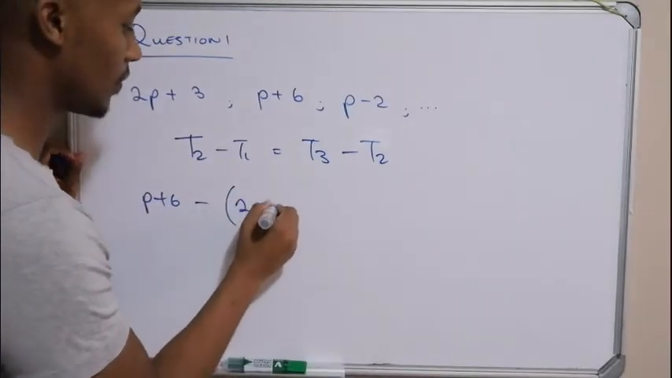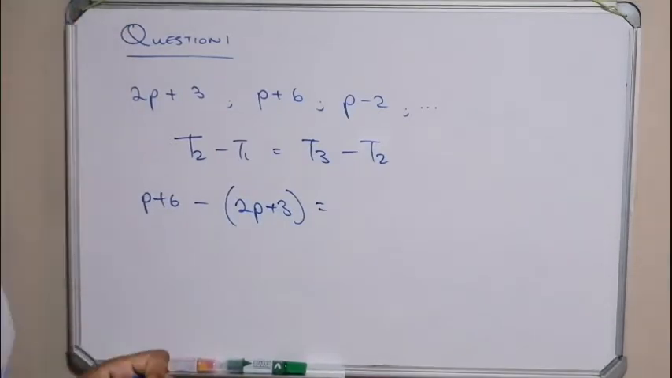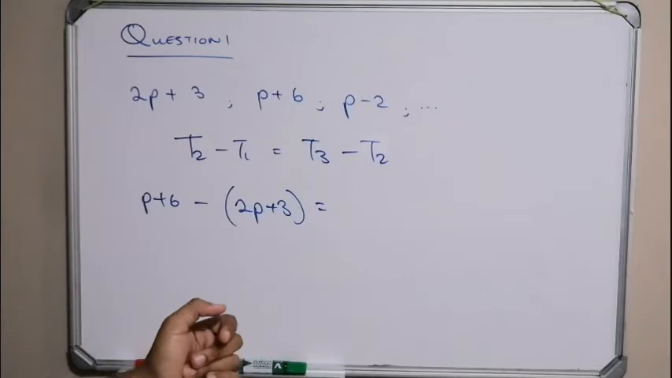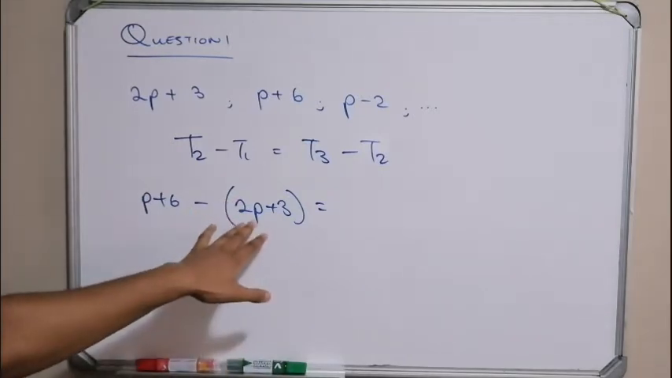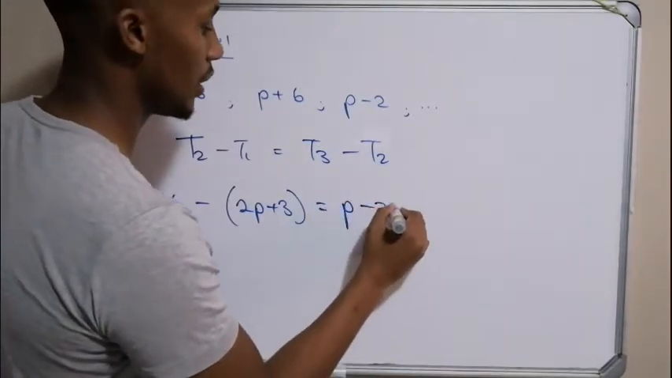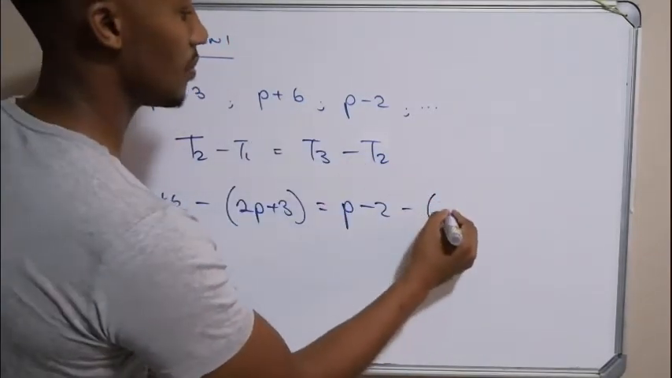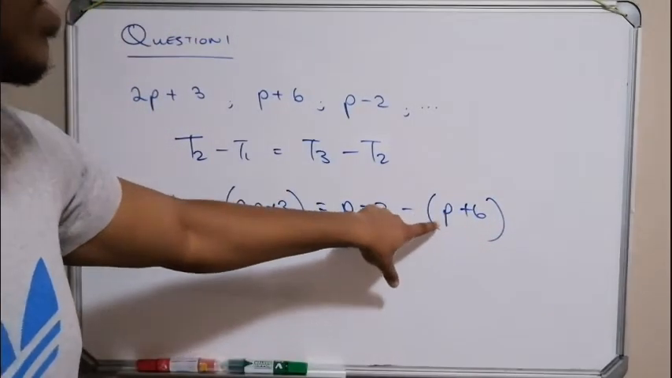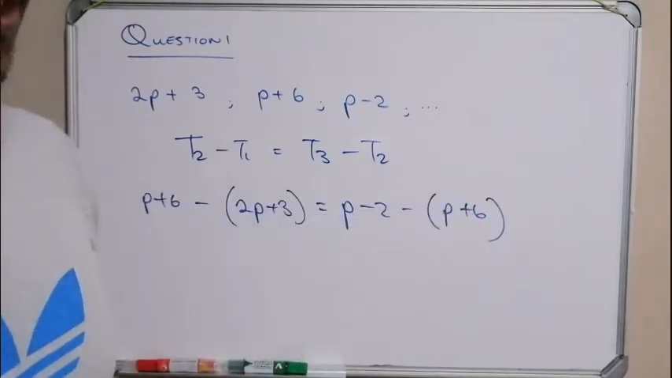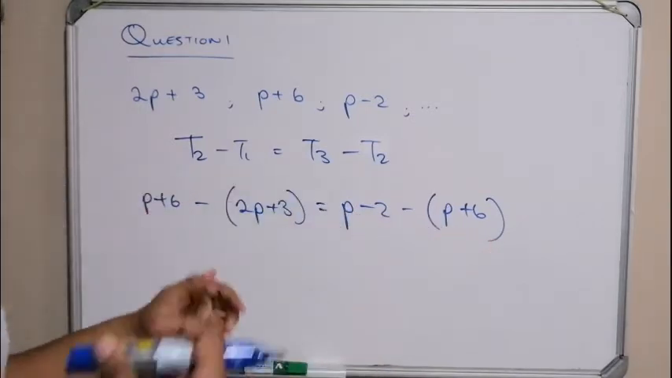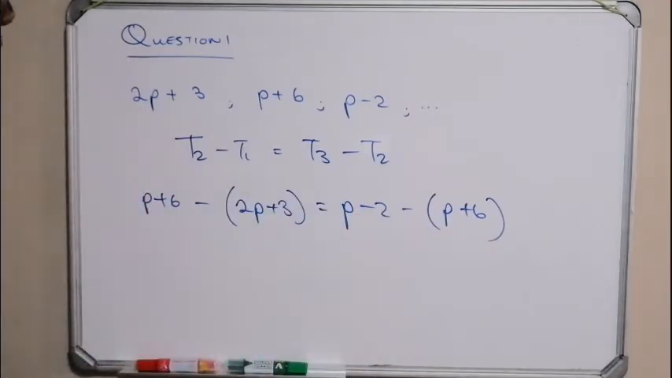Basically just to emphasize that I'm minusing the 2p, but I'm also minusing the 3. Okay, so it's not just this that gets subtracted, but the 3 as well. And I'll do the same thing here. My third term is p minus 2, and my second term is p plus 6. As you can see, I'm putting brackets around this to indicate that I'll be minusing the p and the 6. Now, most learners tend to forget about these brackets, and that's why they always get this kind of question wrong. But other than that, there should be no problems here.